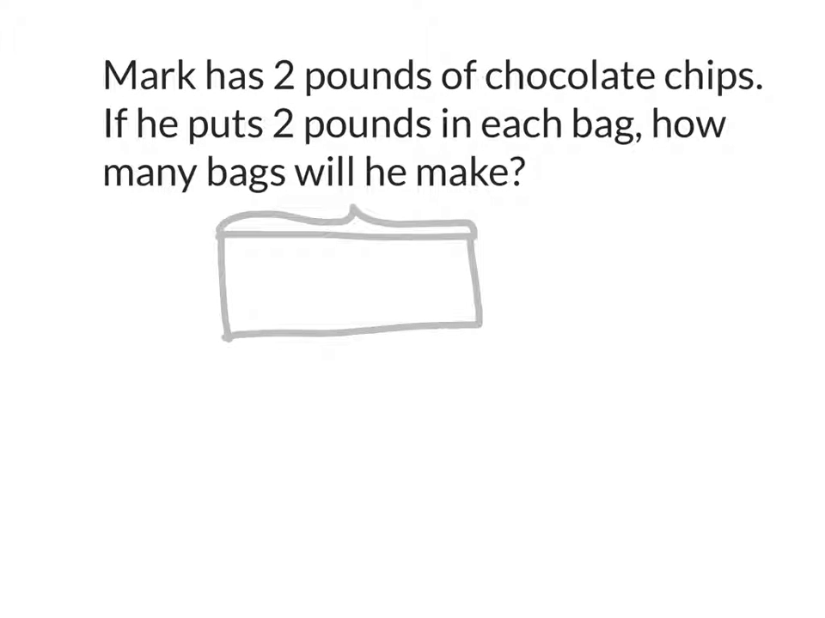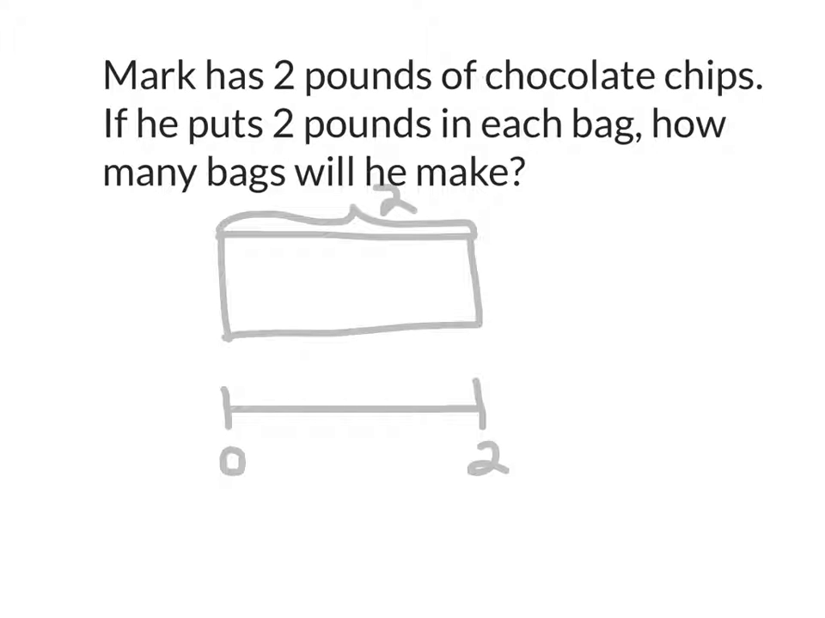This represents Mark's 2 pounds of chocolate chips. Now let's also draw a number line down underneath. We are going to start that number line right underneath the tape diagram. We're going to have it go to the end of that tape diagram. It starts at 0 and it'll end at 2 because Mark has 2 pounds of chocolate chips.